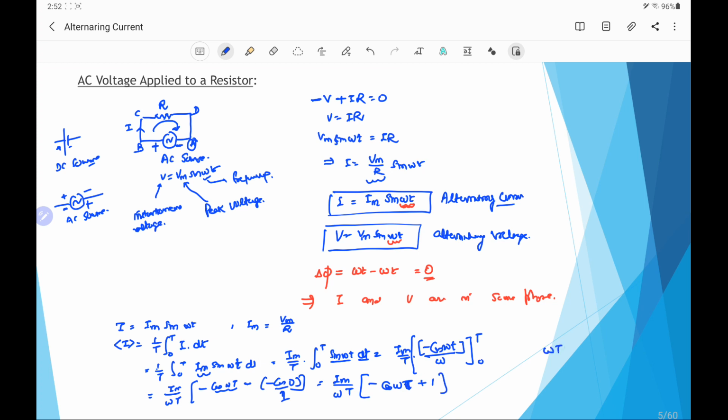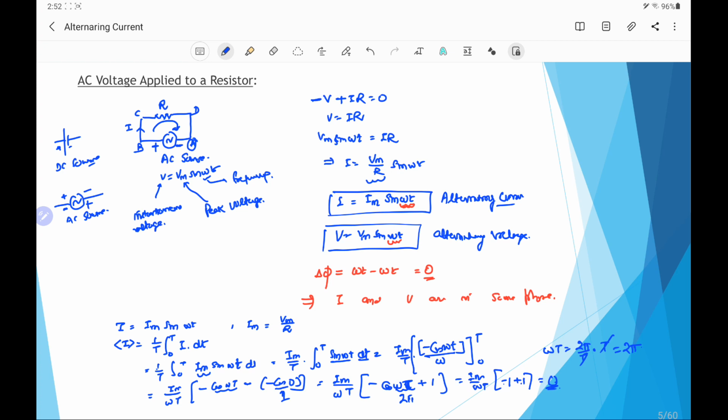Because omega is 2 pi by capital T, omega into T has the value 2 pi, as T and T get cancelled. So omega T is actually 2 pi, and cos 2 pi is also 1, so we can write Im by omega T into minus 1 plus 1, and this becomes 0. So we can say the average value of the current in an AC circuit for a cycle is 0.